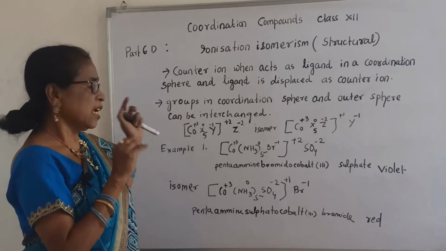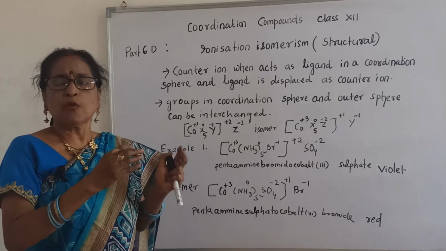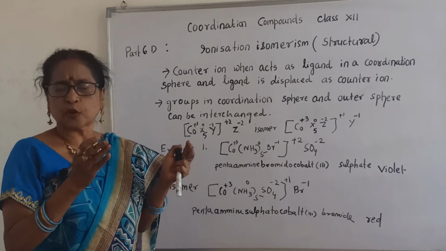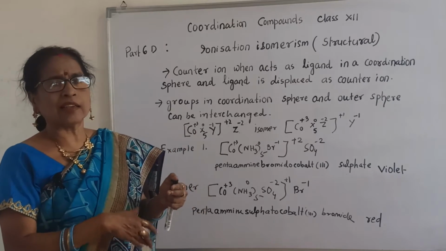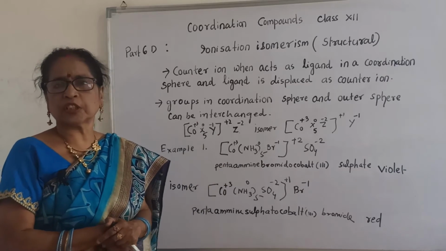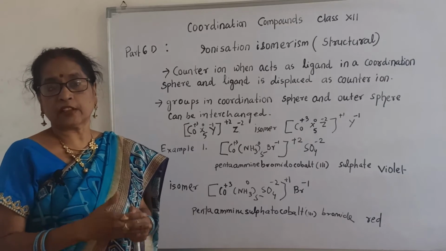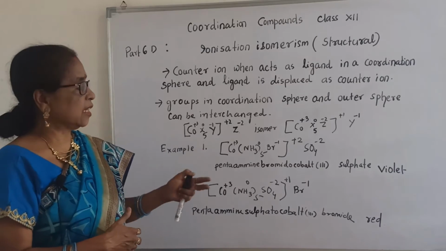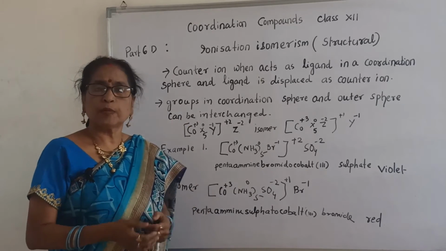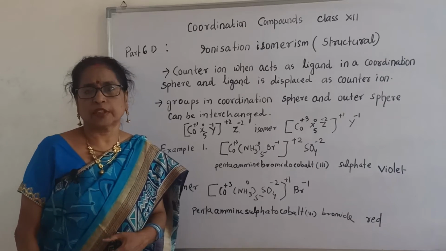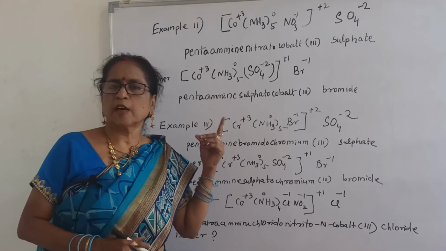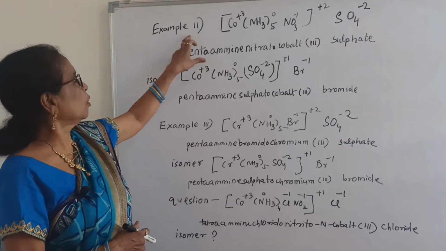Again you can see here, ions that are exchanged inside the coordination sphere are called ligands. Outside the coordination sphere they are called counter ions and give the test of the acid radical. This is the main example. Now we will proceed to other examples. Now it is example 2.